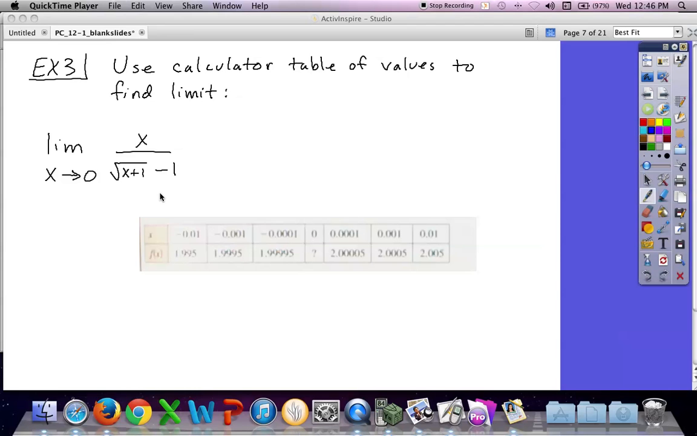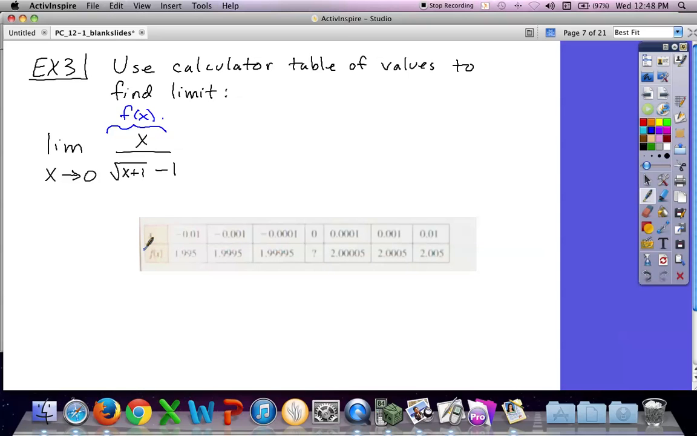So this example 3 says to use your calculator table of values to find a limit. I can read it like this: the limit as x approaches 0 of x over the square root of x plus 1 minus 1. This here is the f of x. But the table of values, here's the x, here's the f of x.